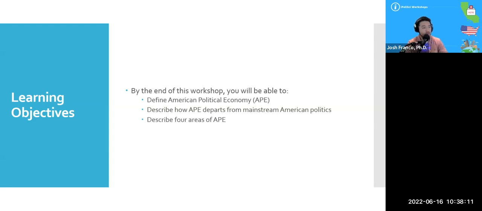So by the end of this workshop, you'll be able to first define American political economy, or APE, or some people are saying APE. Describe how APE departs from mainstream American politics, and then describe the 4 areas of APE.